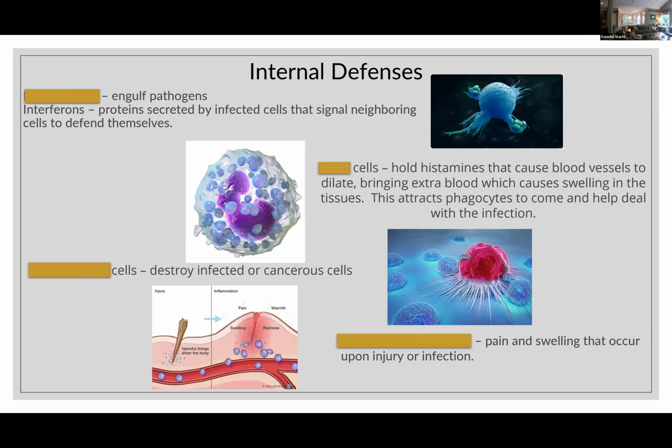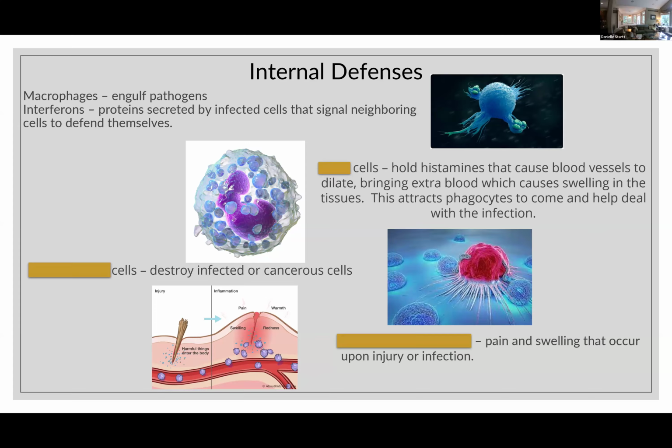So here are some of your types of cells and internal defenses. Anything that engulfs a pathogen is called a macrophage. They're very big, and they will basically eat your pathogen. It's called phagocytosis when that happens. Your cell will be bobbing along and then it turns itself into a Pac-Man and it just eats. Remember how amoebas eat? It's the same process.